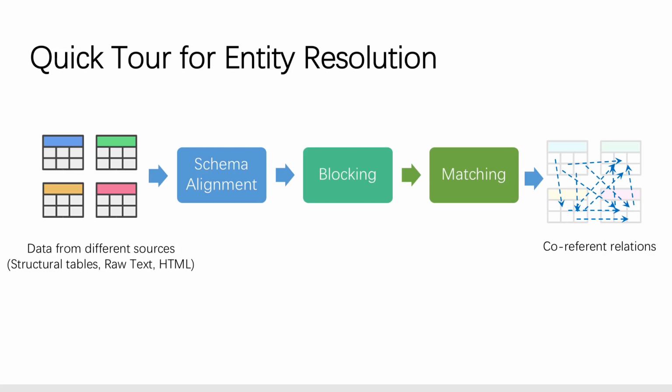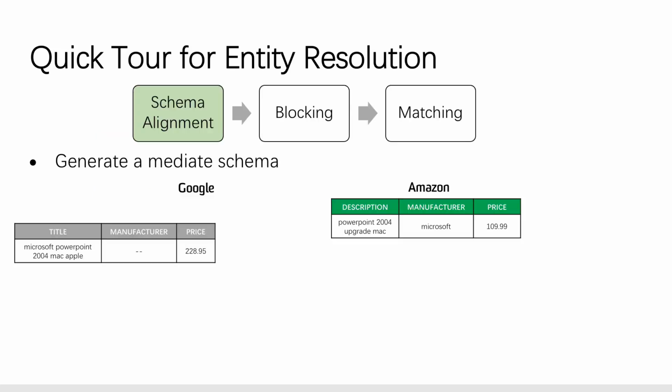So finally, let's have a quick tour of the major steps in entity resolution. The input is data from different sources, and for simplicity, in many cases we assume that the input is in a relational tabular format, which is most likely the case especially in organizations or commercial applications. The first step is that because the relational schemas or tables may be different, we need to do schema alignment. Then we need to do the matching in the next step. The matching tries to find co-referent tuples from different tables. But in order to improve efficiency, we need to add the blocking step in the middle.